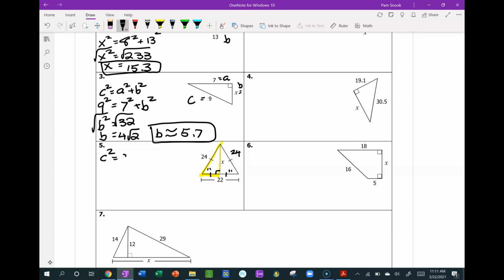So C squared equals A squared plus B squared. Plug in the 24 for your C squared. A squared is 11, and I'm looking for the B squared, which is X. So that's how I'm going to set it up. And then all I have to do is, just like I did before, do 24 squared minus 11 squared. And I got X squared equals 455. And now just square root. I got 21.3.